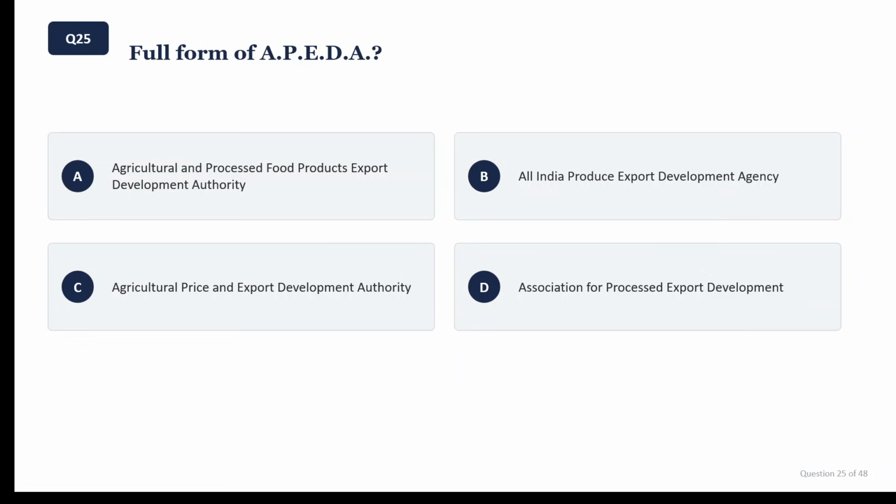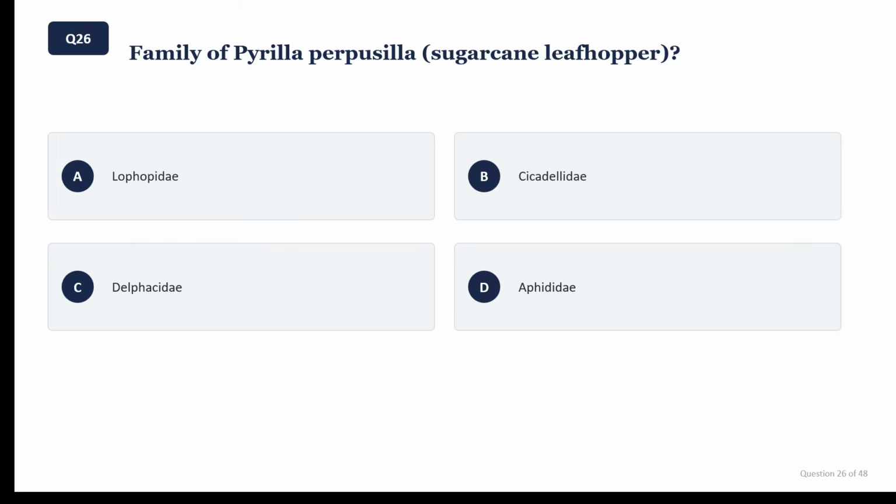APEDA, Agricultural and Processed Food Products Export Development Authority. This is the full form of APEDA. Okay. Family of Pyrilla perpusilla, sugarcane leafhopper. Please solve all these options.